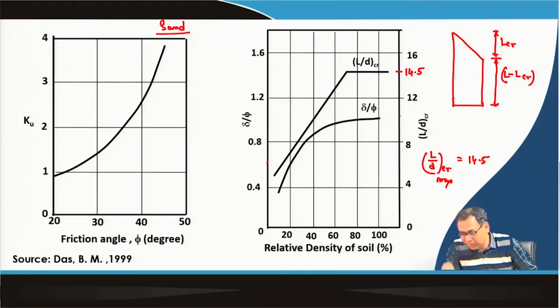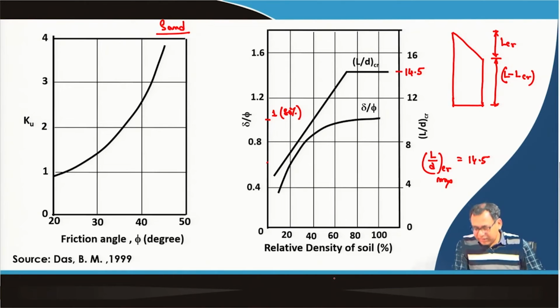So, first we have to determine the critical length, and then we can calculate the delta by phi for different relative densities also by using this chart. Suppose it is 80% relative density, then with this chart delta by phi is around 1. So, this value is 1 for 80% relative density, and for 40% relative density it will be around 0.88.